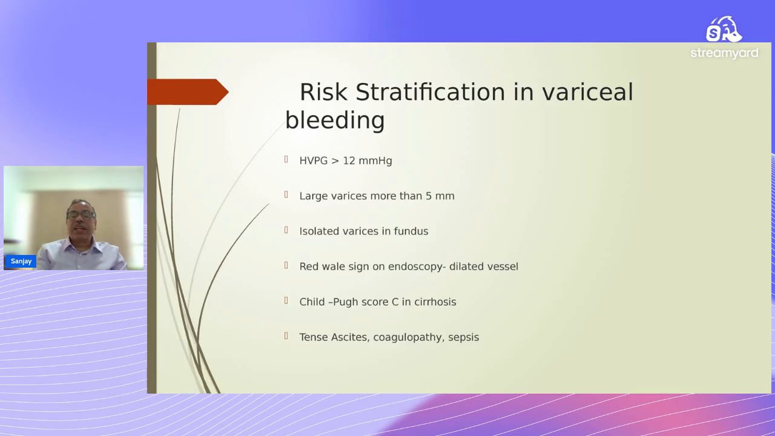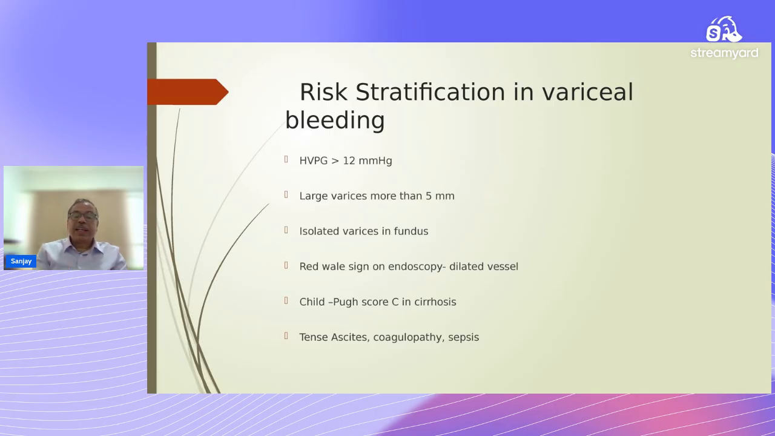The risk stratification in variceal bleed, like peptic ulcer disease, is based not only on the size of the varices, but also on endoscopic signs. So the first one is when the hepatic venous pressure gradient is more than 12 millimeters of mercury. Large varices, any varices more than 5 mm, would be considered high risk for rebleeding. Any gastric varix which is isolated and situated predominantly in the fundus of the stomach would be considered high risk for bleeding.